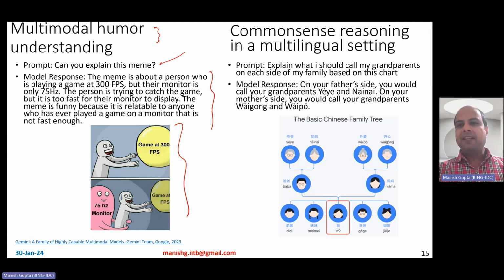Okay. Common sense reasoning in a multilingual scenario. So if you're given a multilingual hierarchy chart, a family tree kind of chart, you can prompt it: explain what do I call my grandparents on each side of my family based on this chart. It nicely tells you that on the father's side, you can call them Yeye and Nai, while on the mother's side, you can call them those, right?